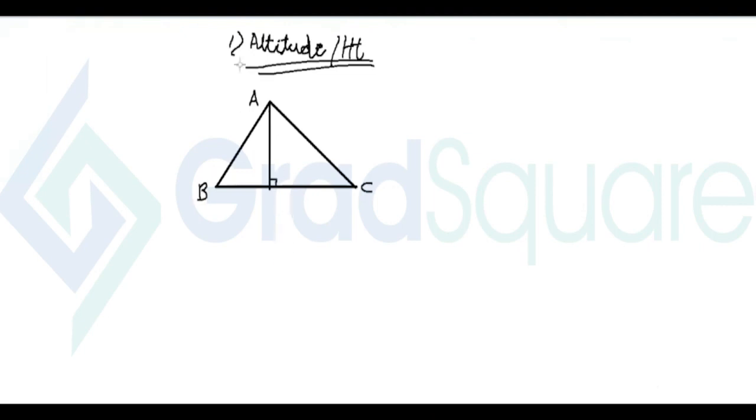And since there are three vertices, I can draw three altitudes. So I can draw an altitude from B, and I can also draw an altitude from C. So I've got three altitudes always in a triangle, and the three altitudes of a triangle will always be concurrent. So what do I mean by concurrent? Concurrent means they will all pass through the same point. And this point of concurrency is called the triangle's orthocenter.